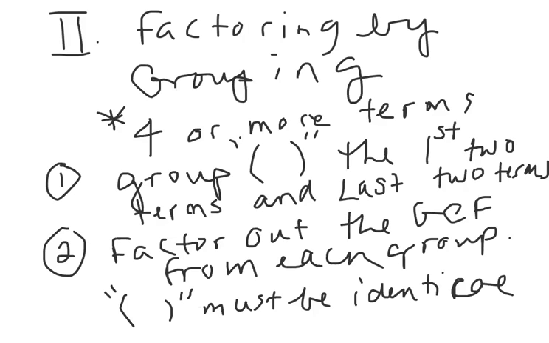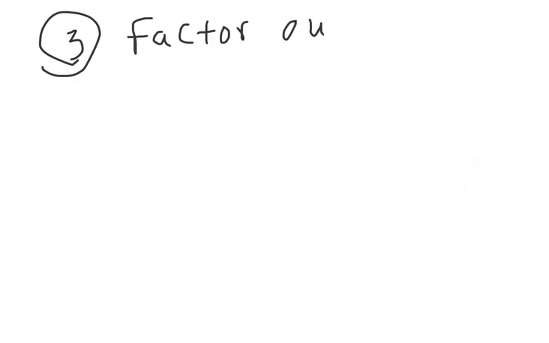So I need to erase all of this so I can move on to the next page. So here we go, guys. Step 3. Now, that parentheses, the reason it's critical for it to be identical, they must be the same, is because it's going to become a GCF. So now you're going to factor out the parentheses, that GCF. Factor it out, guys.